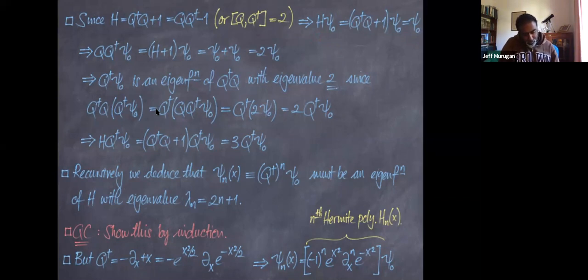So what is the implication of that statement? Because of this relation, if H psi naught is equal to psi naught, then Q dagger acting on psi naught from here is H plus 1 acting on psi naught. But H psi naught is psi naught. That's what this guy is. And 1 times psi naught is the identity operator acting on psi naught. That's just psi naught.